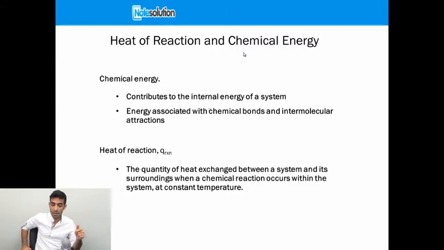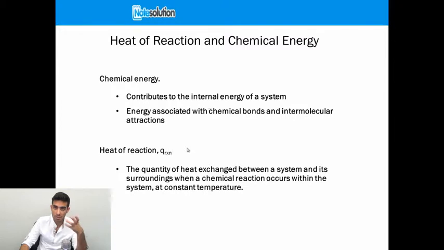energy of a system. Now, internal energy of a system we're going to discuss later, but what you have to know about internal energy for now is that every system has energy, as we mentioned earlier. Internal energy is comprised of both potential and kinetic energy at the same time. Now, chemical energy is the energy associated with chemical bonds and intermolecular attractions.